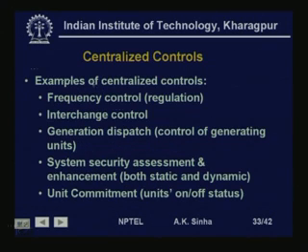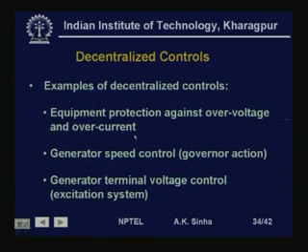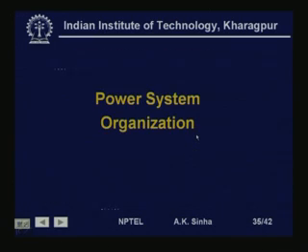Of course, for centralized controls, we generally use frequency control, interchange control, generation dispatch, security assessment, and unit commitment. Whereas decentralized control, as we said, includes speed governing system, protection system, voltage control system, automatic voltage regulators, or the excitation control of each generator. These are decentralized control options.